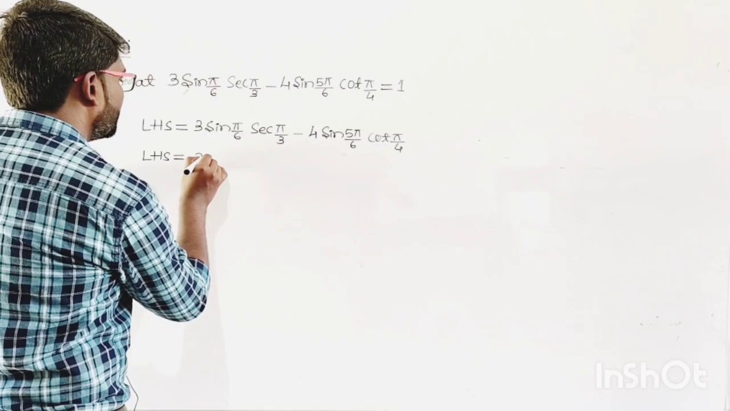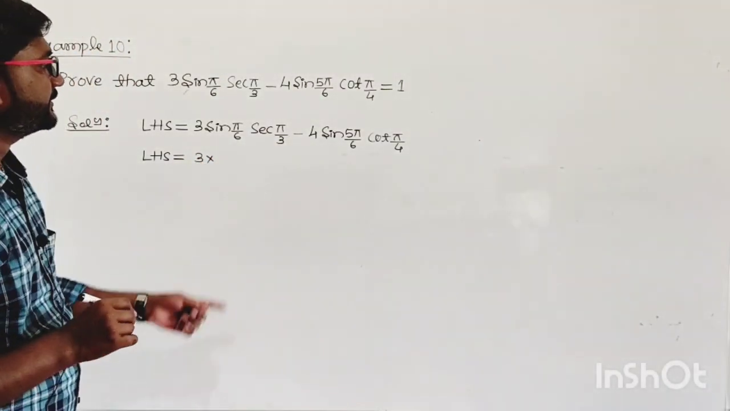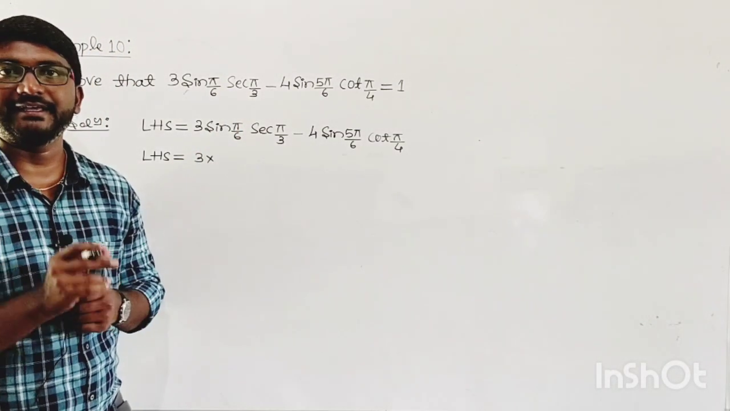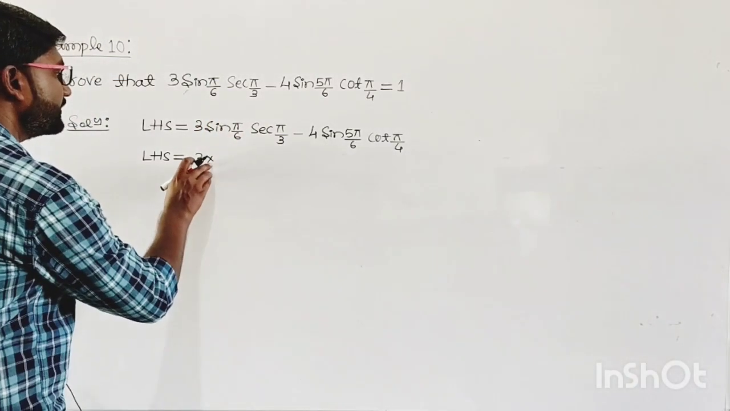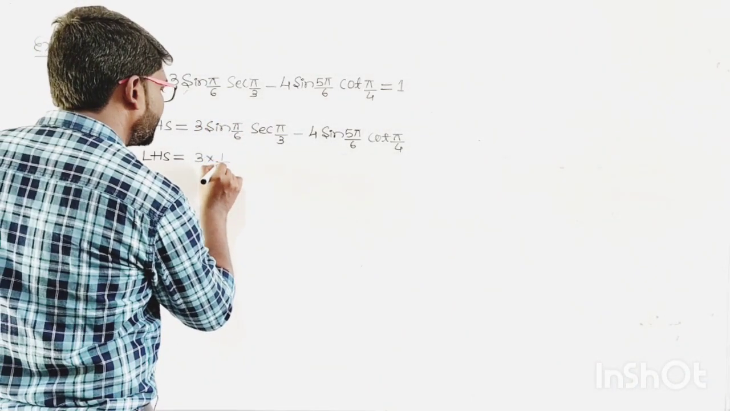3. What is the value of sin pi by 6? Pi by 6 means it is 30 degree. Here it is given in radians. What is the value of sin pi by 6? It is 1 by 2.